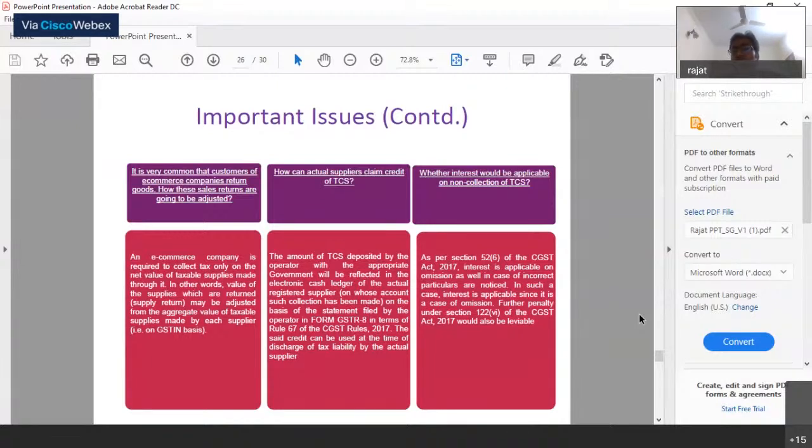How can these suppliers claim credit of the tax collection at source? If I am an e-commerce operator, I deduct TCS on behalf of the supplier. The TCS that I collect and discharge with the government on behalf of the supplier would automatically be available as a credit in the electronic cash ledger of such supplier. And when the supplier is discharging his GST liability, he can utilize the tax credit available in his cash ledger and offset his tax liability with the tax collection at source which I have deposited on behalf of such supplier. Failure to collect TCS would attract interest as well as penalty.